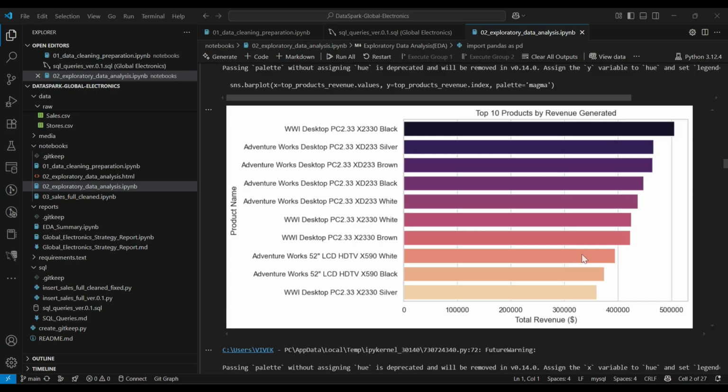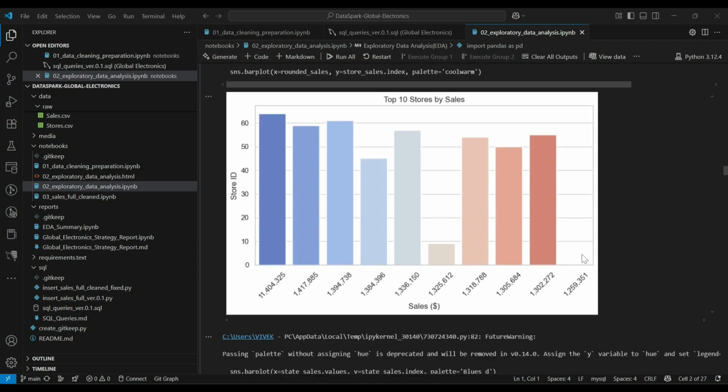Top 10 products by revenue generated. Insight: higher-end PCs, for example PC 2.33, XD233, and X2330, generate the most revenue. Observation: some LCD TVs also appear, indicating high-value purchases, even if less frequent. Actionable insight: promote premium products with bundling or installment offers. Use upselling tactics for high-margin items.